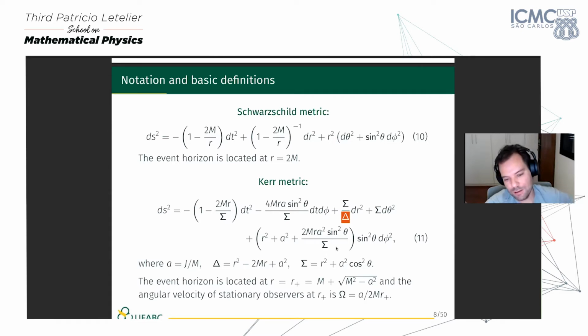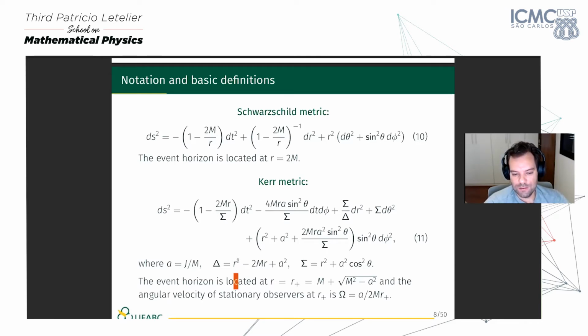The problem is with the coordinates you have chosen, and you can show, as in the Schwarzschild case, that when delta is equal to 0, you don't have an actual singularity of the space-time. It's just a coordinate singularity. The points where delta goes to 0 are the roots of this second order polynomial, r squared minus 2m r plus a squared.